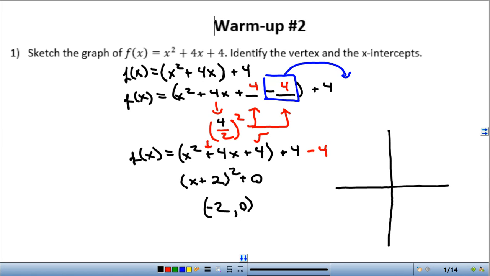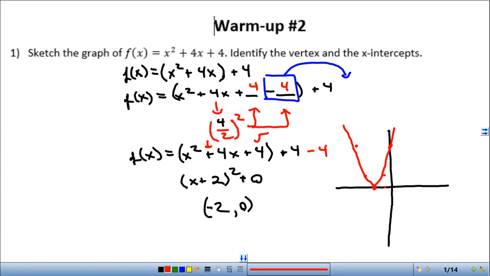If I wrote this on a coordinate plane, and I'm going to write my coordinate plane, I'm at negative 2, 0. So negative 2, 1, 2, right there. And now, the rest of the graph, it opens, in this case, upwards. So we're going to go out 1, up 1, out 1, up 1, out 2, up 4, out 2, up 4, and our graph will look something like that.